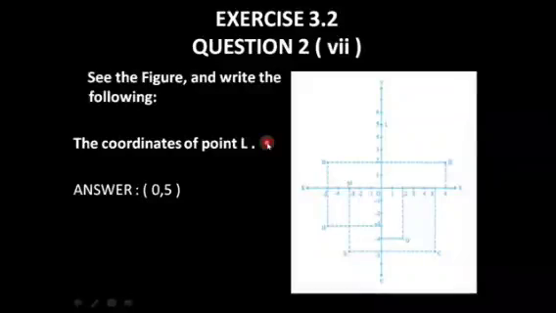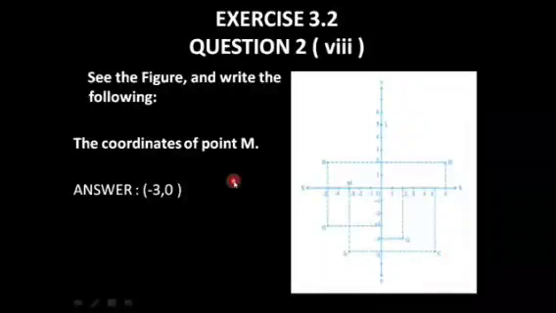The next question is to find the coordinates of point L. Let us find where is the point L. Here it is. Now, if you observe, the point L is actually on the y-axis. Hence, you'll find that the x coordinate is 0 and the y coordinate is 5. Why is 0 mentioned? This indicates that the point is not on the x-axis, but it is on the y-axis.